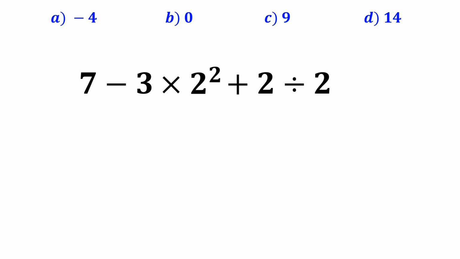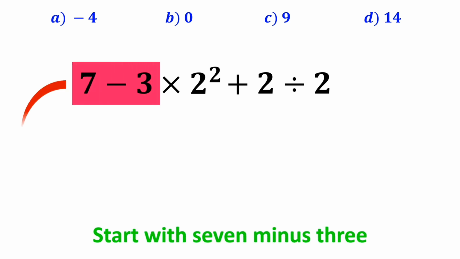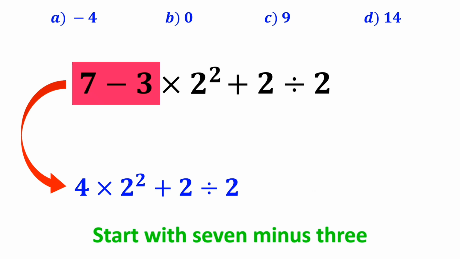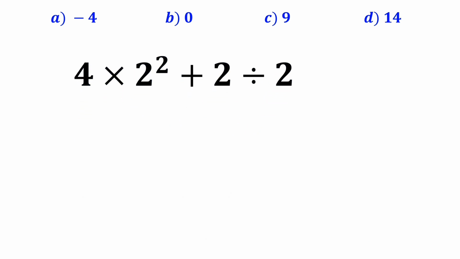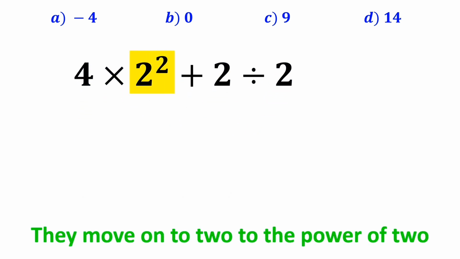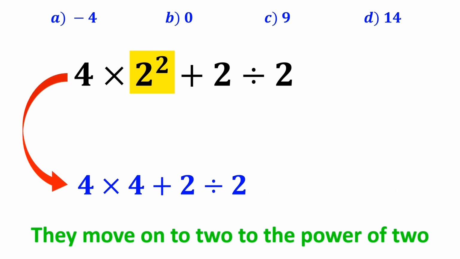Many people, when solving this question, start with 7 minus 3 and write this expression as 4 times 2 squared plus 2 divided by 2. Then they move on to 2 to the power of 2, which I have highlighted in yellow, and replace this expression with 4 times 4 plus 2 divided by 2.